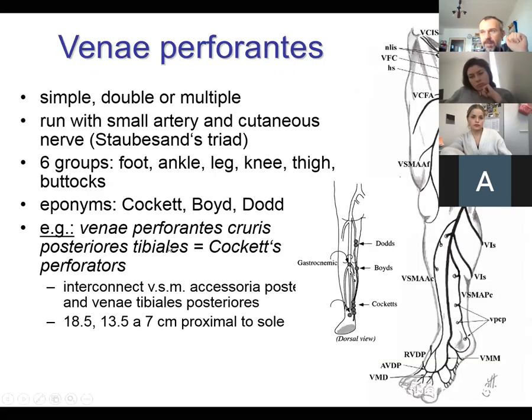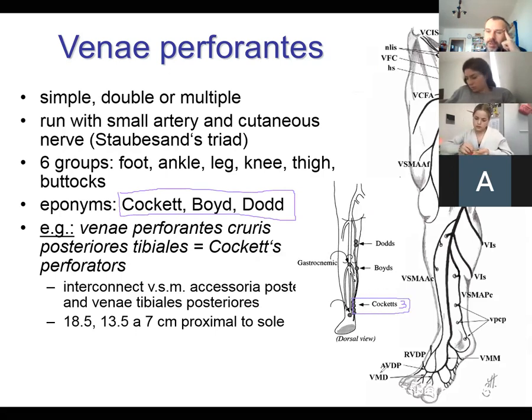And these three are here. We call them according to these names. These were the first surgeons who operated on them in the last century. And we have three Cockett perforators here in the lower part of the leg. We have one below the knee, and we have one above the knee.